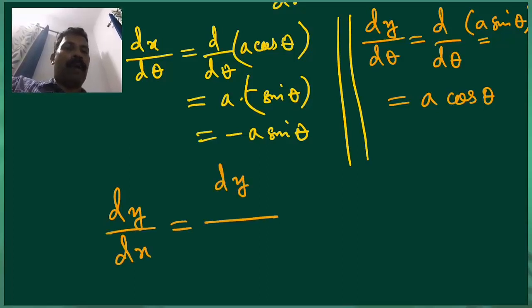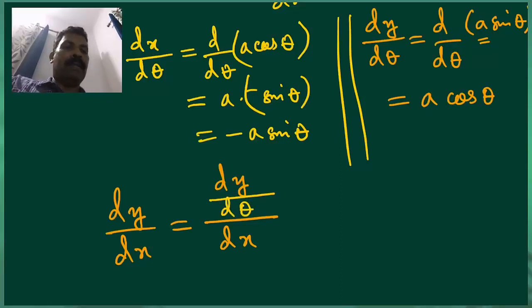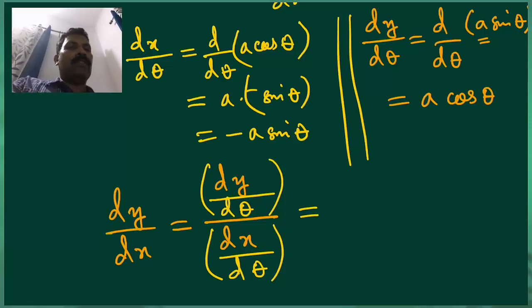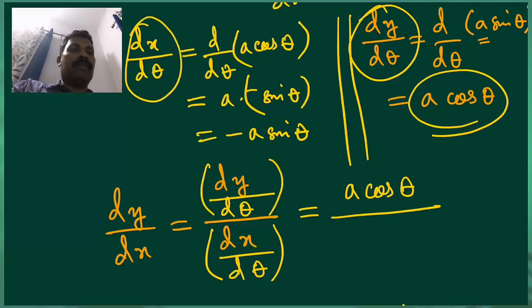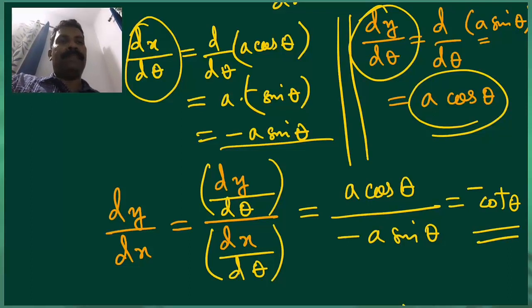That is equal to dy by d theta divided by dx by d theta. That is, we are finding the derivative separately and then dividing. So you have dy by d theta is a cos theta. That already you have. Then what about dx by d theta? That is minus a sin theta. Simplifying, you can have negative cot theta. So this is simple. Now we are going to solve a very interesting problem.